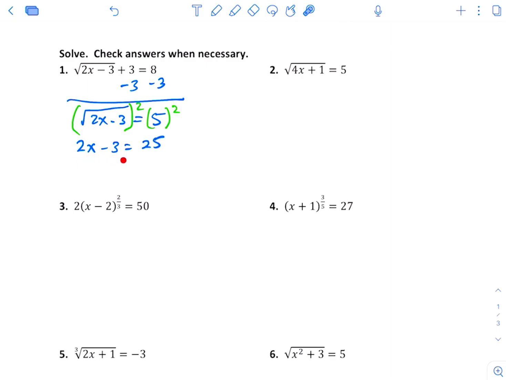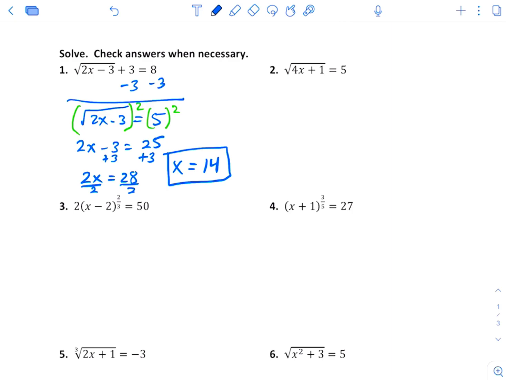And here I am left with a linear equation. So now I'm following those rules to solve. So that means that we are going to add the 3 over. So I will have 2x equals 28, and then divide both sides by 2. So my x will be equal to 14 for this first answer.